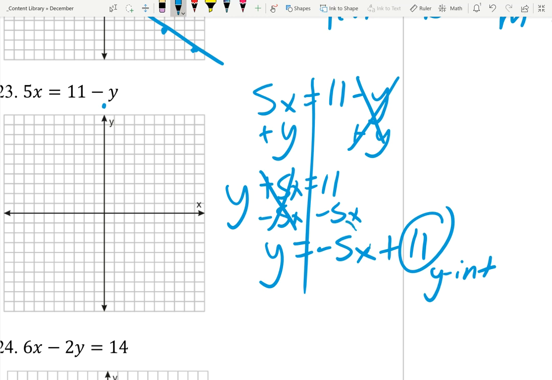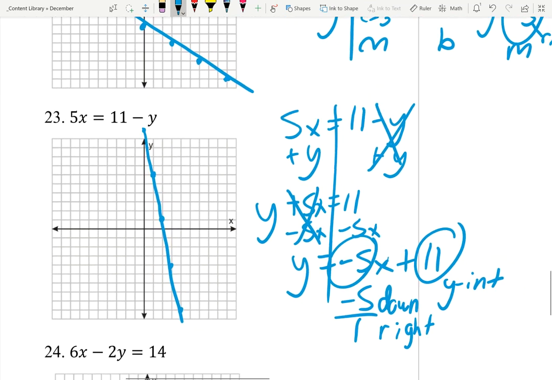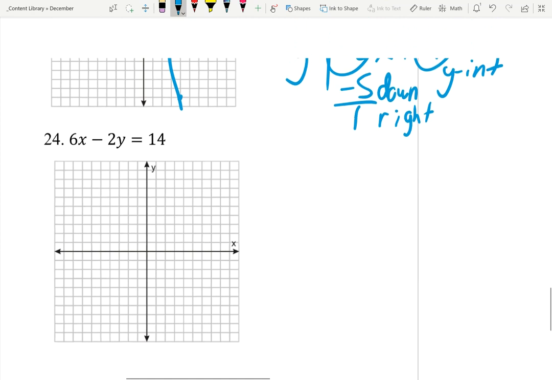My slope is negative 5, also known as negative 5 over 1. So this means that I'm going to go down 5 as my rise, and right 1. So if I count from that point up there, I'll count 1, 2, 3, 4, 5, and then over 1. That puts us there. And then we'll count down 5 and right 1 again. Down 5, right 1, down 5, right 1, down 5, right 1. And we have our line. Perfect.